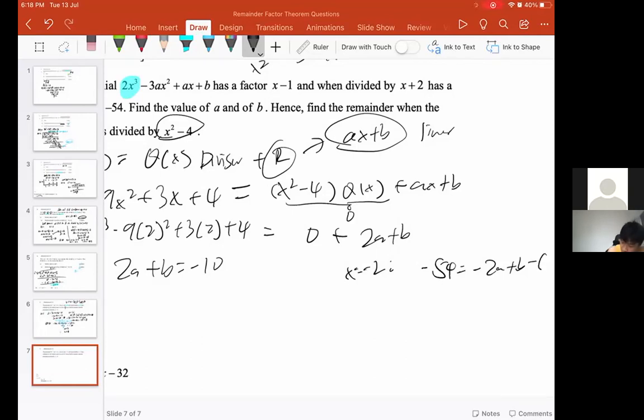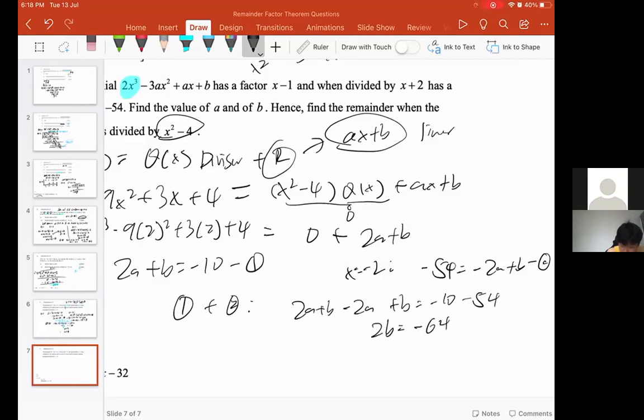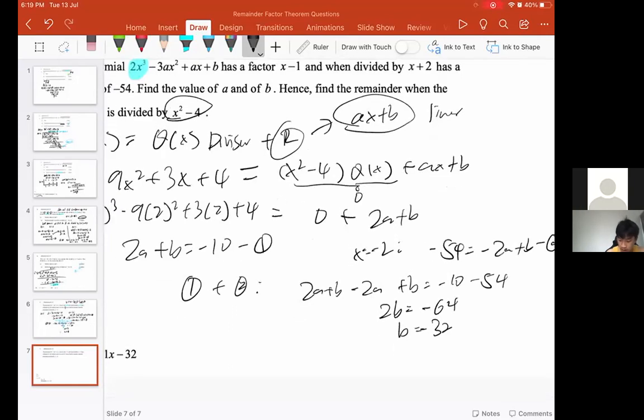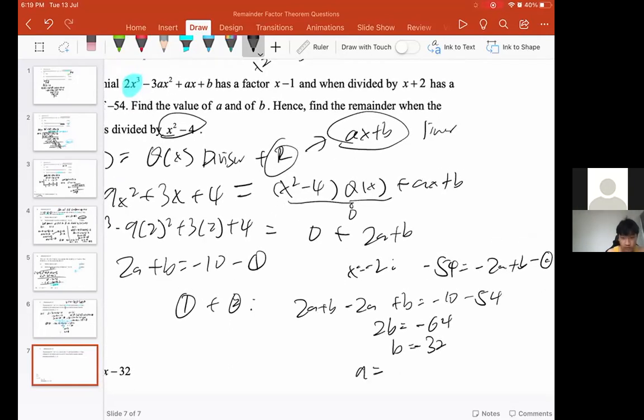If this is equation 2, this is equation 1. We take equation 1 plus equation 2. We have 2a plus b plus minus 2a plus b equals minus 10 minus 54. We have 2b equals minus 64, b equals minus 32. And we can substitute this back into a to get a as 11. So the remainder, which is ax plus b, is actually just 11x minus 32.